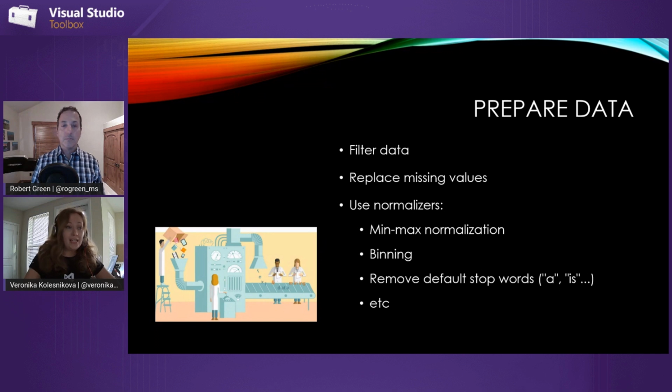So going back to data, what you can do with the data? You can filter it. You need to replace missing values, and then you can use normalizers. There are lots of options for that. For example, min max normalization. You can remove default stop words. So again, it depends on what kind of data you have, but you just need to make sure that your data is clean and is suitable for training. And then later on, when you train your machine learning model, and then you test it and you see that something is missing, or it's not performing correctly, then in a lot of cases, that's actually your data. So you can go back, clean it out, and update it or add more data if needed.